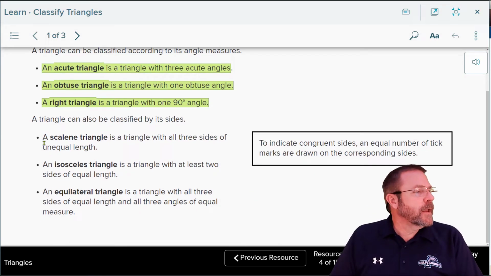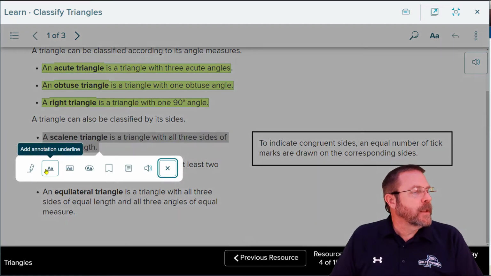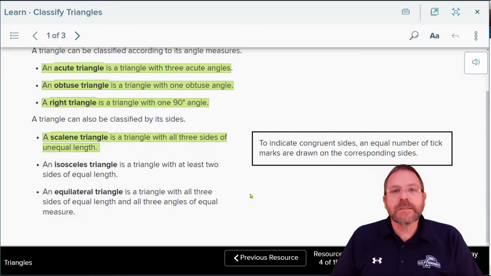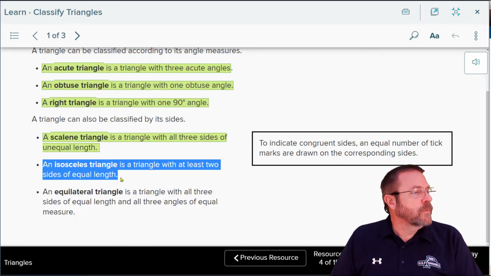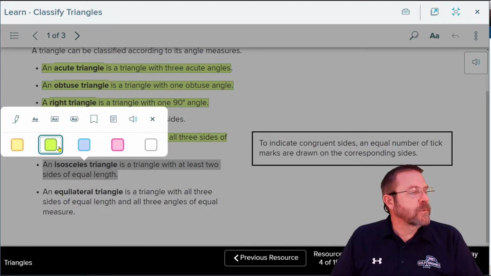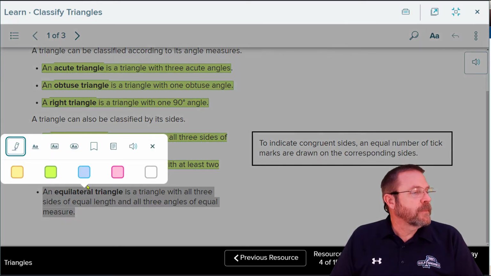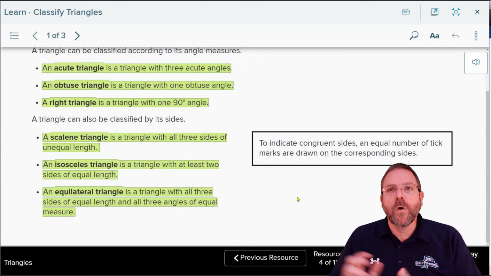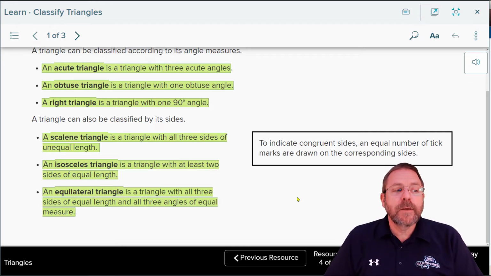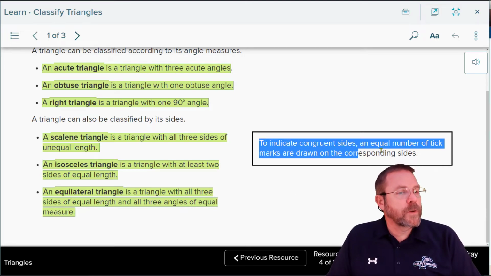Now we can go beyond that and talk about the scalene triangle. In a scalene triangle, all three side lengths are going to be different. With an isosceles triangle, you have two side lengths that are going to be exactly equal, and then finally the equilateral triangle, that's going to be a triangle in which all three side lengths are exactly equal. And an interesting side note, in an equilateral triangle, all three angles are going to be exactly equal or congruent as well.